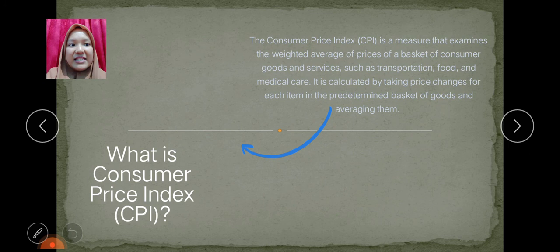Okay, the next is what is consumer price index or CPI. The CPI is a measure that examines the weighted average of price of a basket of consumers' goods and services, such as transportation, food, and medical care. It is calculated by taking price change for each item in the predetermined basket of goods and averaging that.